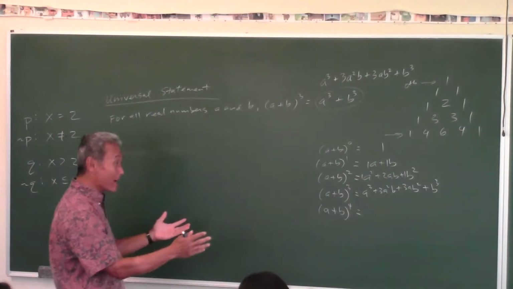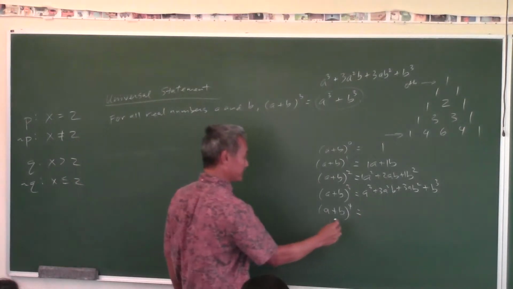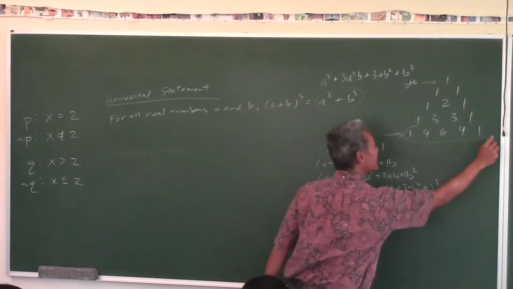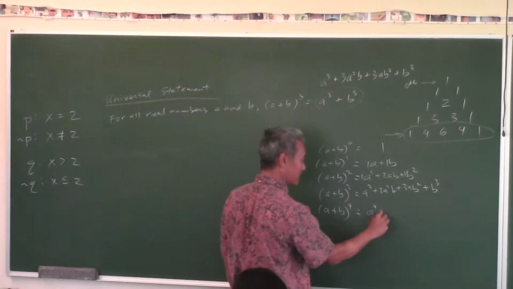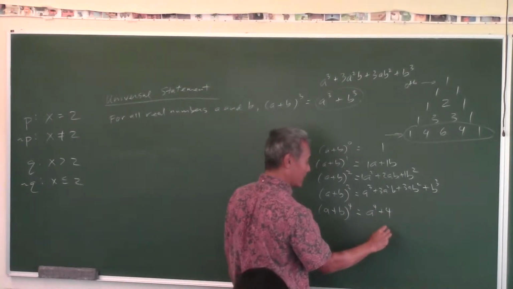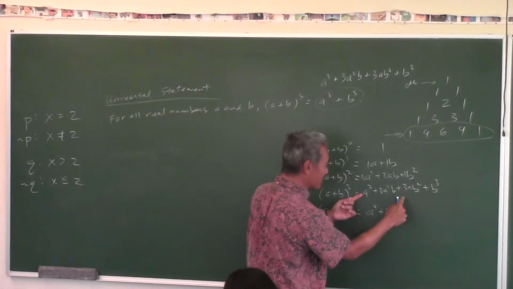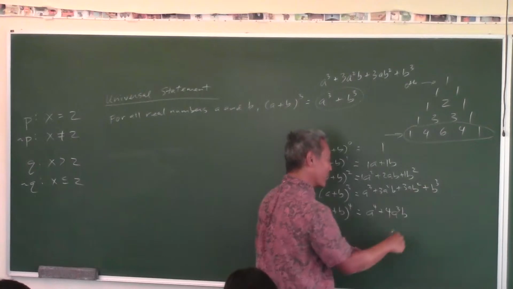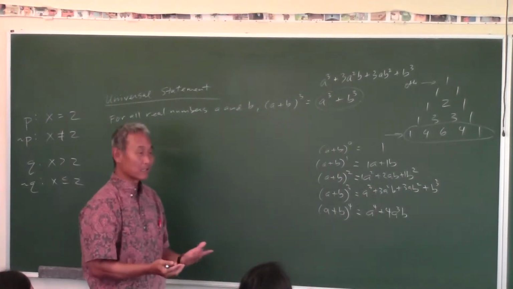So, following the pattern here, if you had to expand a plus b to the 4th, what would you get? You look at these numbers: 1 a to the 4th plus 4 a cubed b. So look at the pattern. The powers of a are going down by 1. The powers of b are going up by 1. And the 2 powers always add up to 3. That's the pattern, right?